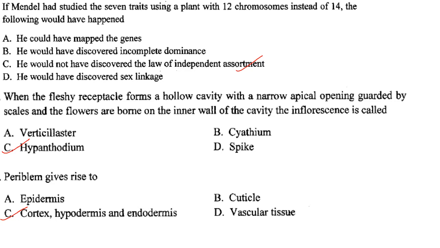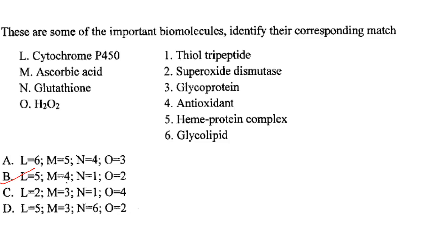So the answer here is peribulum, it gives rise to cortex, hypodermis and endodermis. So answer here is option C. Then next one. These are some of the important biomolecules. Identify the corresponding match. So cytochrome P450, that is heme protein complex.